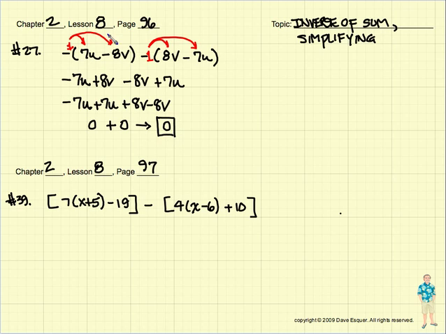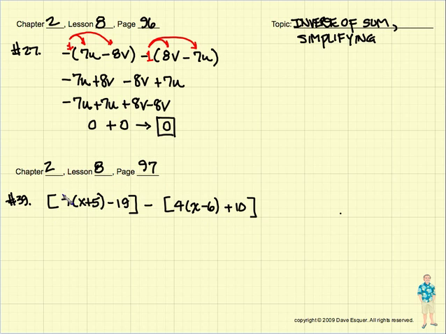Okay, we can combine like terms. Remember the rule, when we have a parenthesis and a minus sign in front of it, it flips the sign of everything inside. Number 27. Let's try number 39. It looks a little more complicated, but if we go slow, it's not quite so bad.